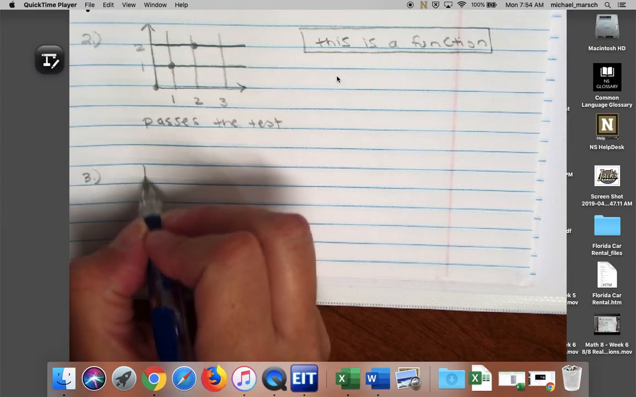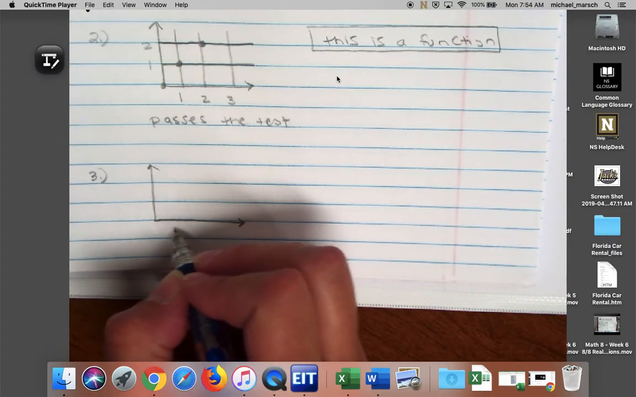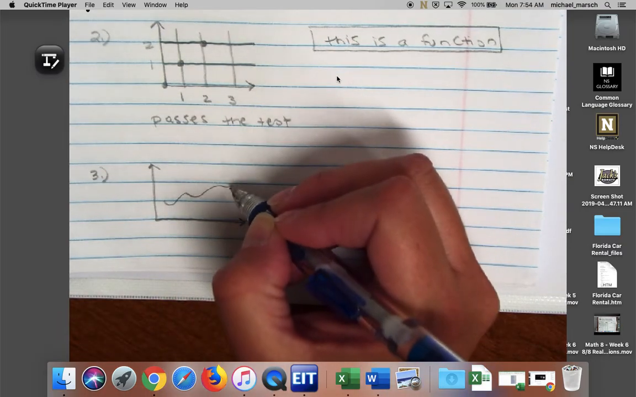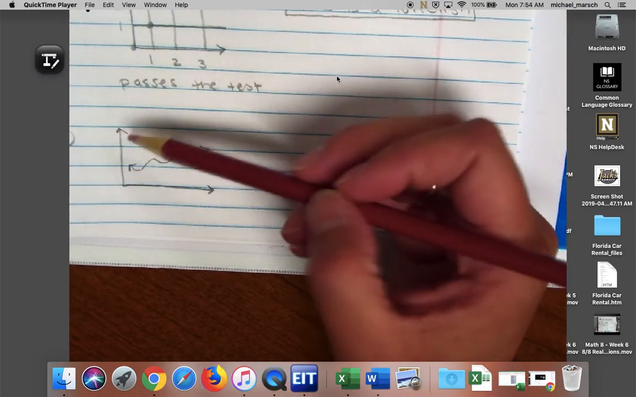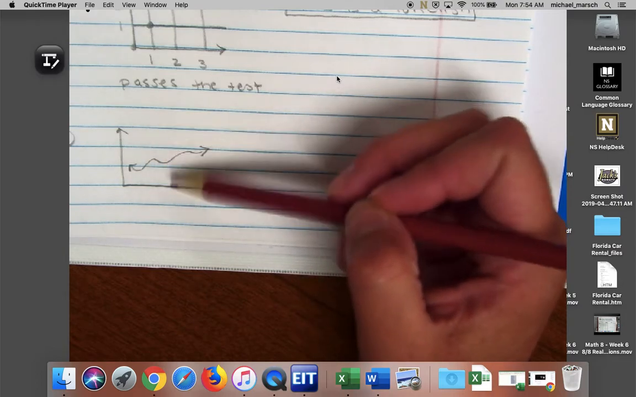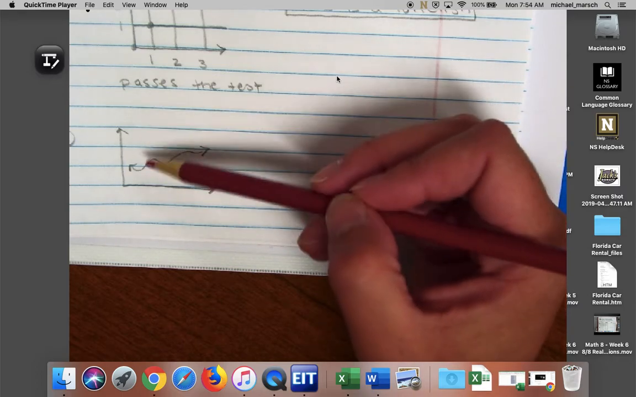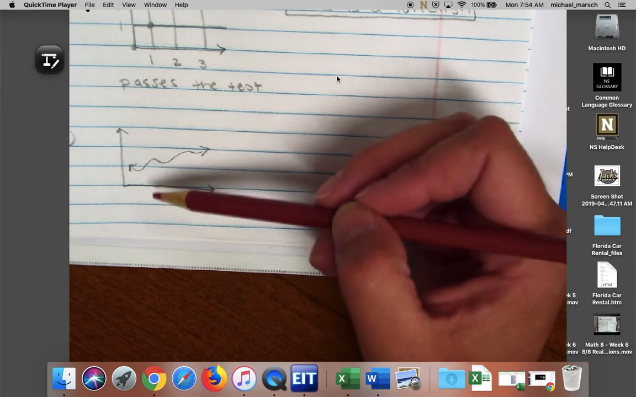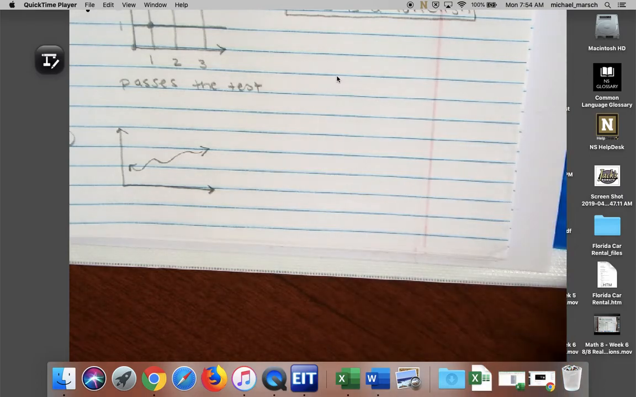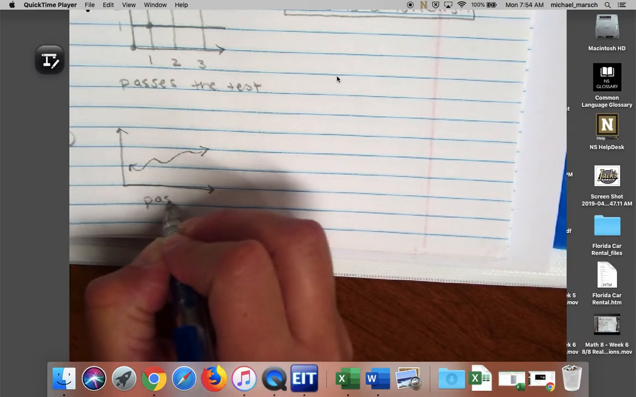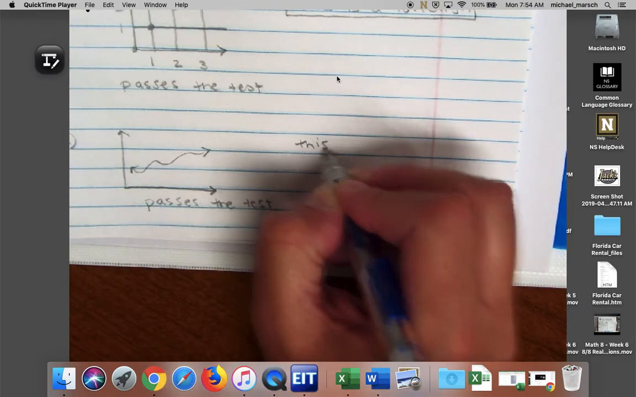And then this last one, more graph. You guys are doing a great job. I'm not even going to put numbers, I'm just going to draw a squiggle. Okay. Now, if I were to take my red pencil and draw red lines vertically anywhere on this, is it going to pass through that line more than once? It won't. It might look like it, but because it's curved and we don't see any vertical parts of this function, that means it passes the test. This is a function.